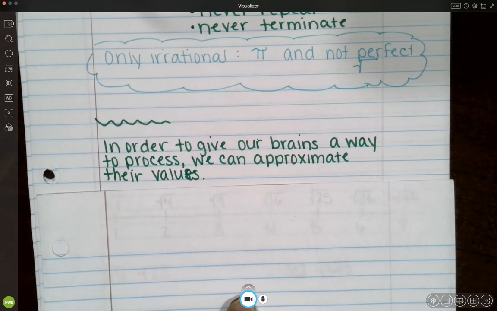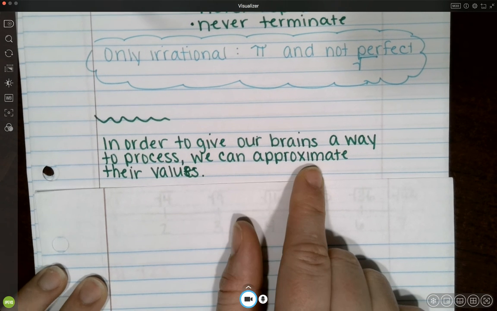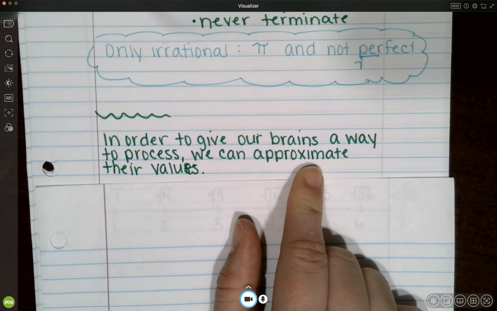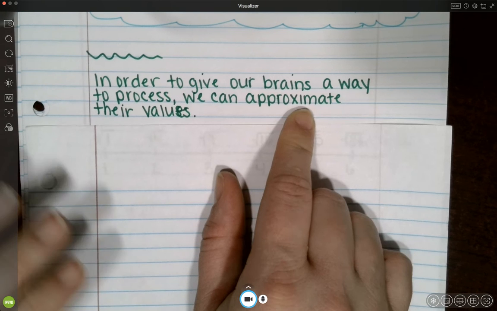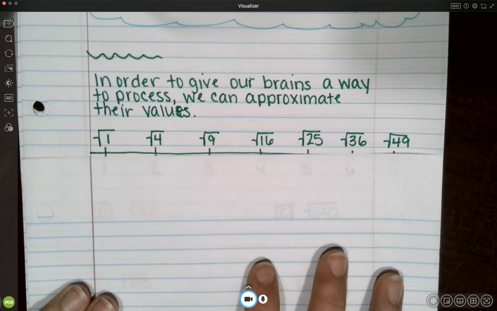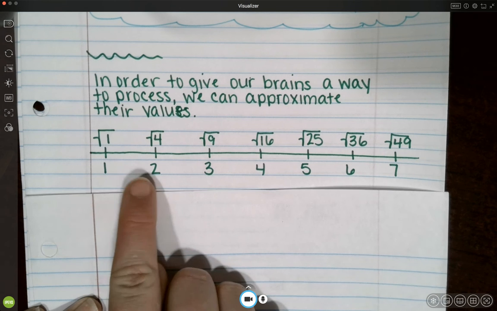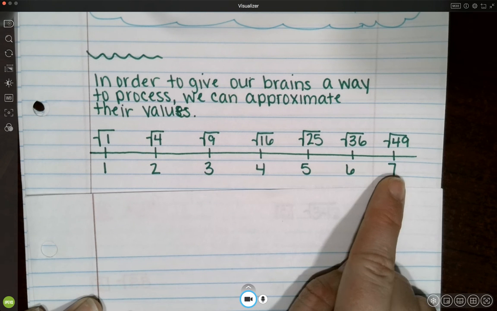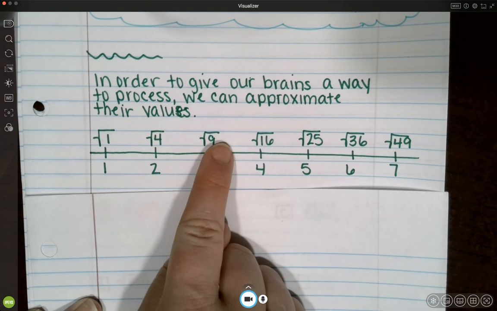So in order for our brains to process these numbers, we have to approximate or estimate what their values actually mean. Okay, so first thing that we need to remember is what are perfect squares. So right here I have a simple number line, 1 through 7. Our brains can process 1, 2, 3, 4, 5, 6, and 7. And in processing 1 through 7, we have our square roots, our radicals that correspond with them.